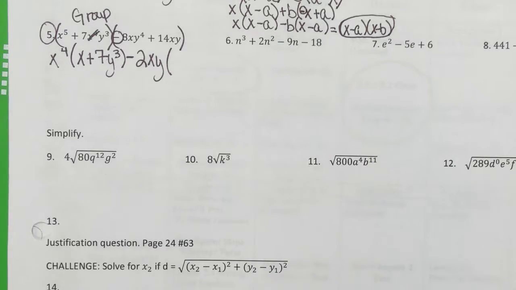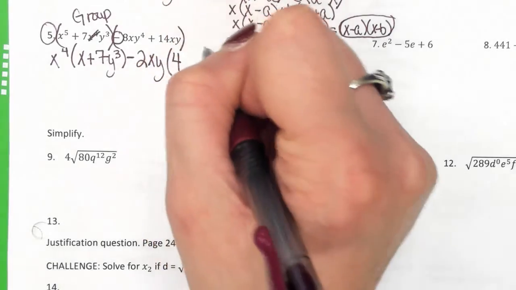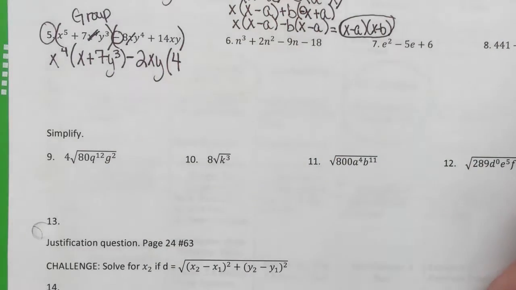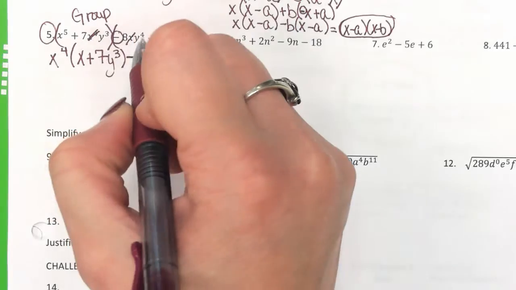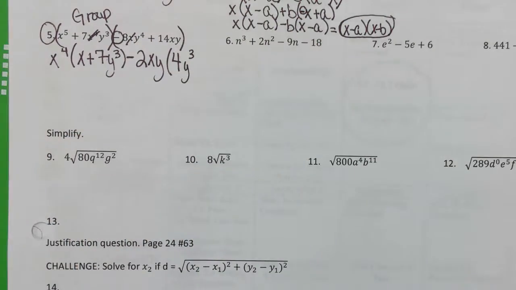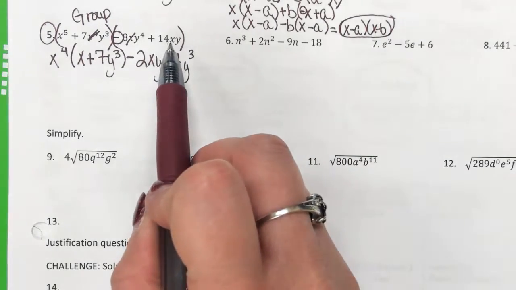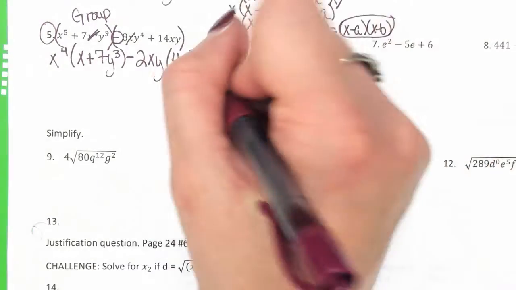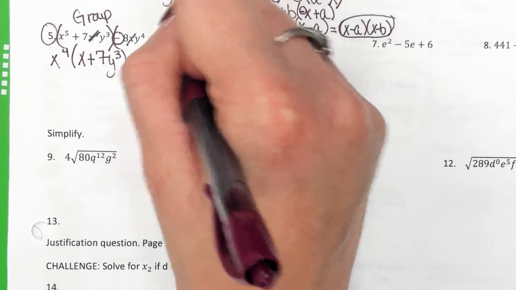All right, what's negative 8 divided by negative 2? Positive 4. Took out your X. You had 4 Y's. You took out one of them. You got y to the 3. All right, what's 14 divided by negative 2? Negative 7. You take out the X, you take out the Y.